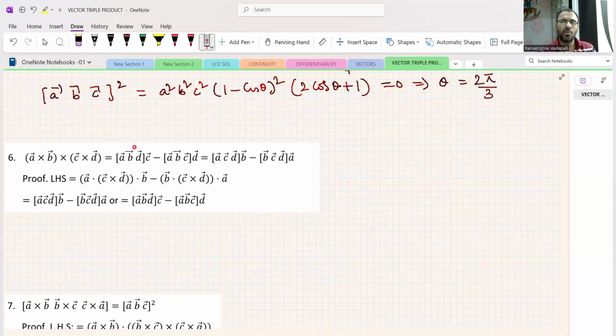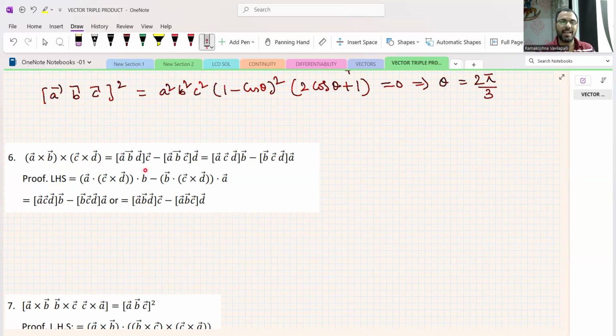Well, so how to do this? You see that A cross B dot D, for test. So that is box A, B, C, box A, B, D into C bar minus box A, B, C into D bar. That is in the plane of that.